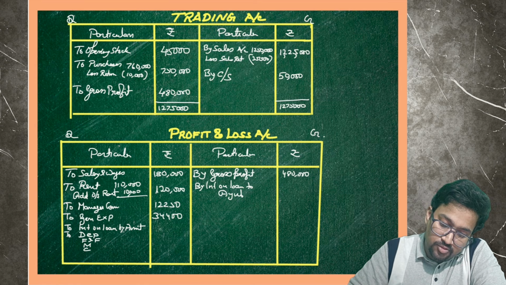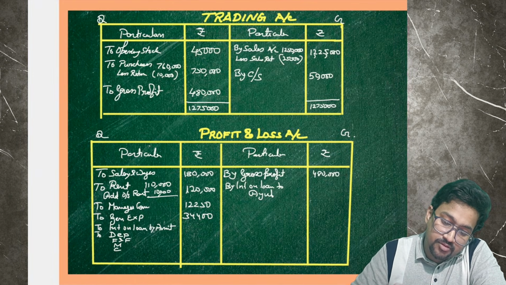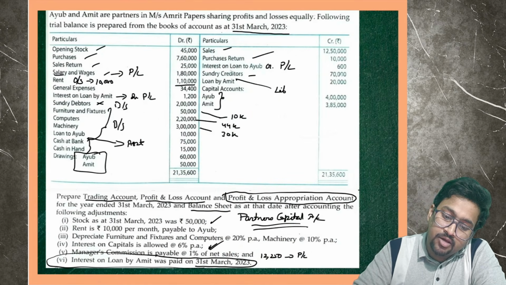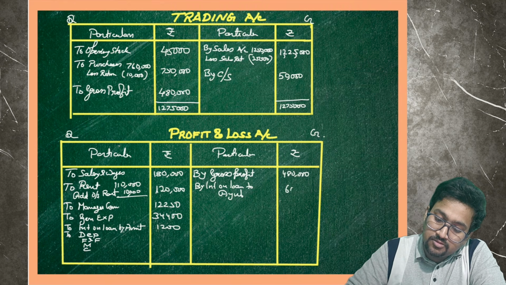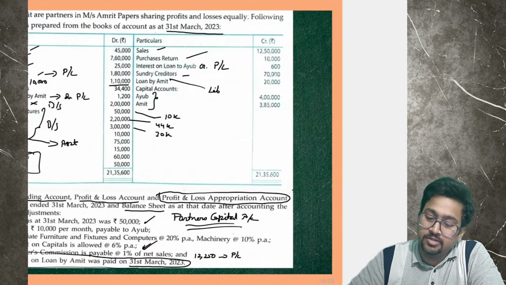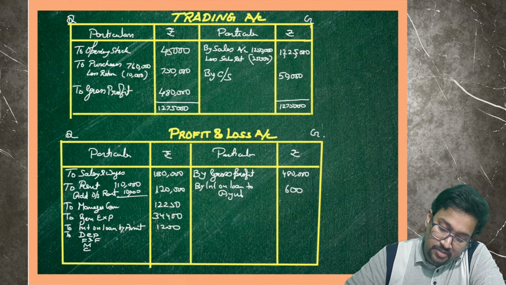34,400. Interest on loan to Amit, it's given 1,200. And interest on loan to Ayub, this is 600. So same I'll write over here. And lastly the depreciation amount. So depreciation is 10,000, 44,000 and 30,000.